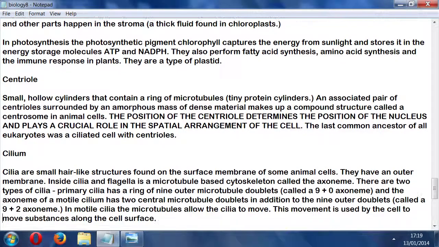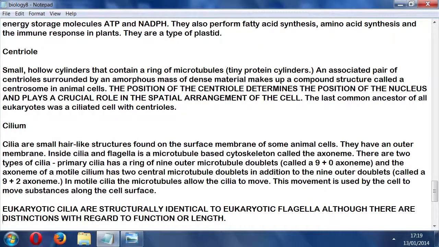So now we move on to the centriole. Small hollow cylinders that contain a ring of microtubules, tiny protein cylinders. An associated pair of centrioles surrounded by an amorphous mass of dense material makes up a compound structure called a centrosome in animal cells. Remember, of course, lysosomes are not in plant cells. They do have a vacuole there.